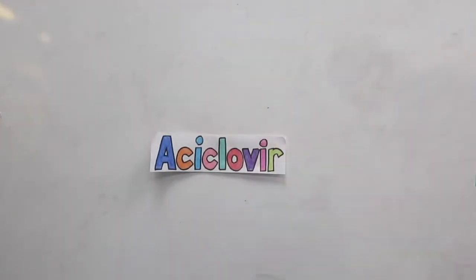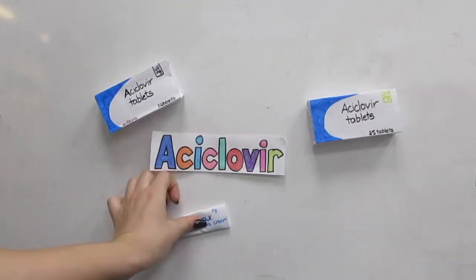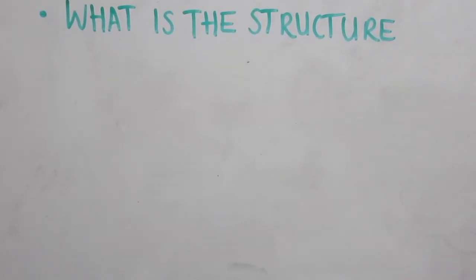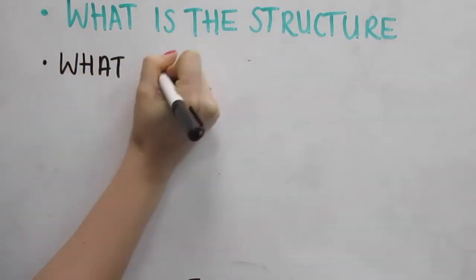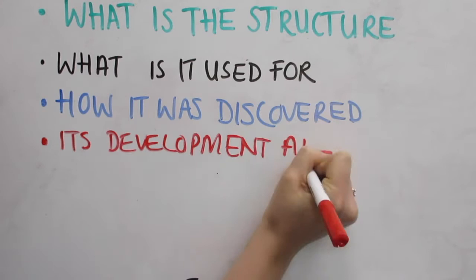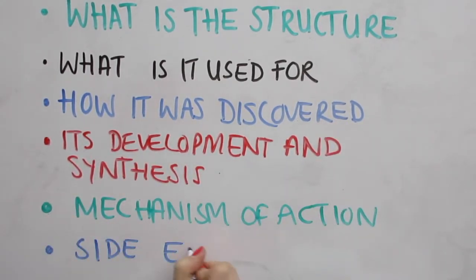This new drug is called Aciclovir and it comes in many forms. It also won the Nobel Prize in 1988. Okay, so what I'd like to know about Aciclovir is the structure of the drug, what it's used for, how the drug was discovered, how the drug was developed and synthesized, the mechanism of action, and the side effects.